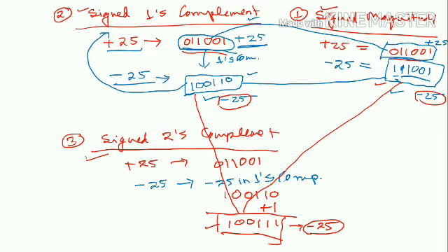Just observe this interesting thing: the negative number representation in the three methods will be different, but plus 25 will be the same. So this is the plus 25, plus 25, plus 25. These three representations are the same, but the negative number is represented in three different ways. Clear? Is it clear?